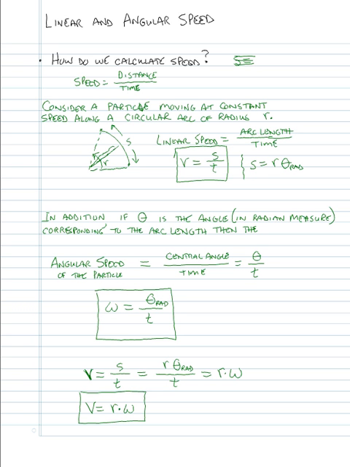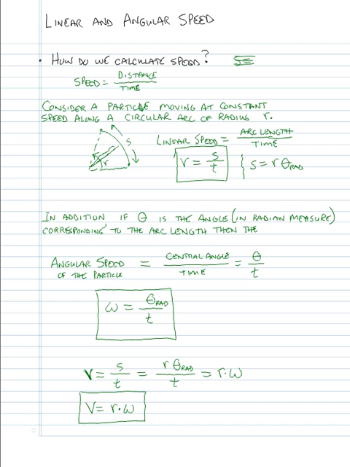Here's an example of a problem we might have to deal with. The second hand of a clock is 10.2 centimeters long. Find the linear velocity of the tip. So how fast is the tip of the second hand traveling as it passes around the clock face?